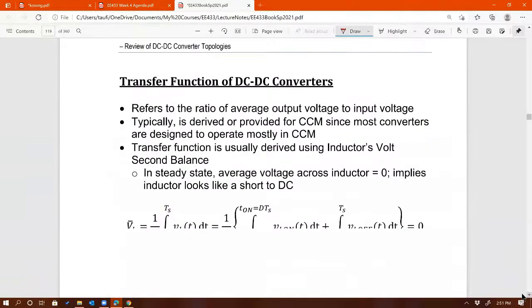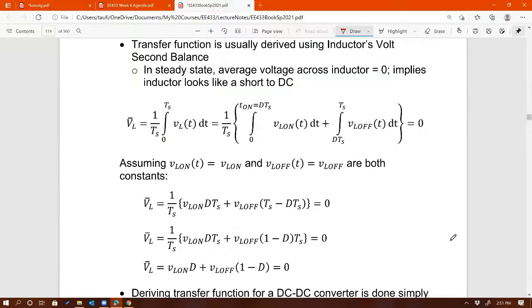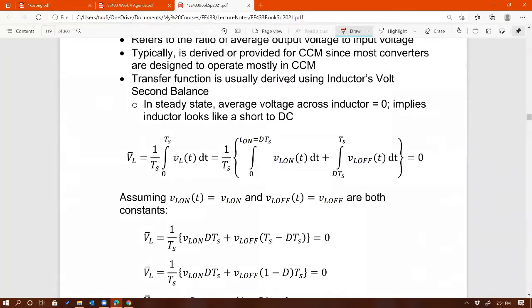Okay. Transfer function: how do you derive the transfer function of a converter? That is something that I go over in EE433. I'm just going to skip ahead and tell you that, actually it's right here. The easiest way to derive the transfer function is by applying volt-second balance, right? Volt-second balance states that the average voltage across the inductor is equal to 0, right?